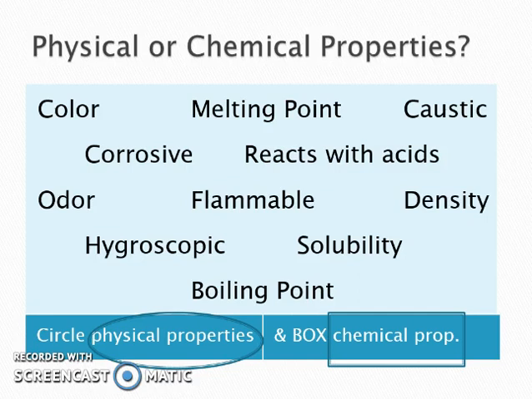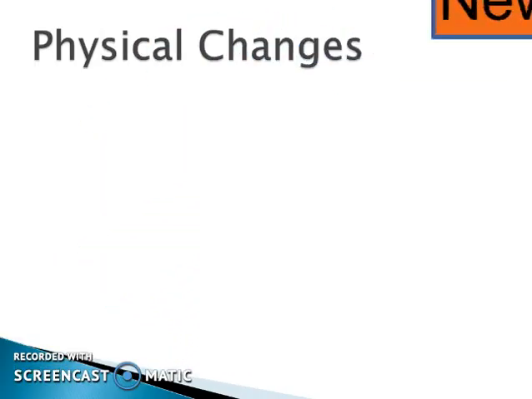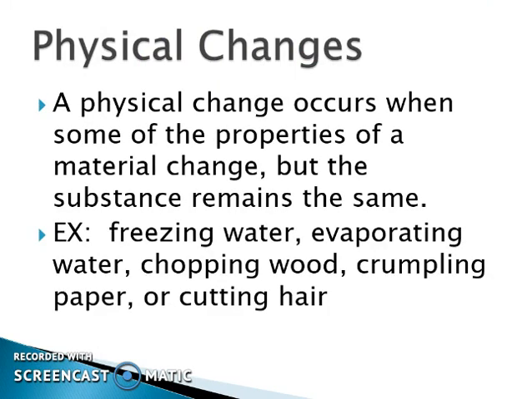The next thing we're going to talk about are the two different types of changes: physical changes and chemical changes. Now, a physical change happens when you cut something up, freeze it, boil it. It happens when you smush it up or take a piece of paper and crunch it all up together into a big wad ball. Those are physical changes. So examples are freezing water, evaporating water, chopping wood. Those wood chips are still wood. Crumpling up your piece of paper is still paper. It hasn't gone through a change.